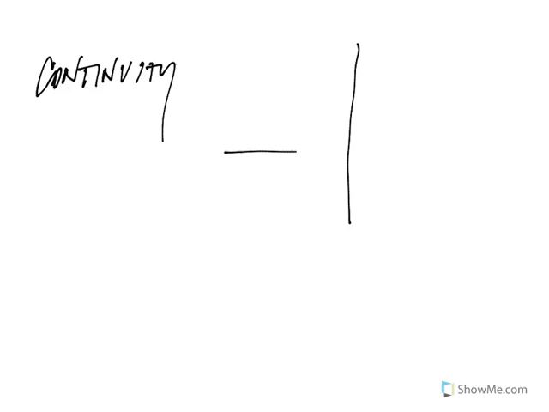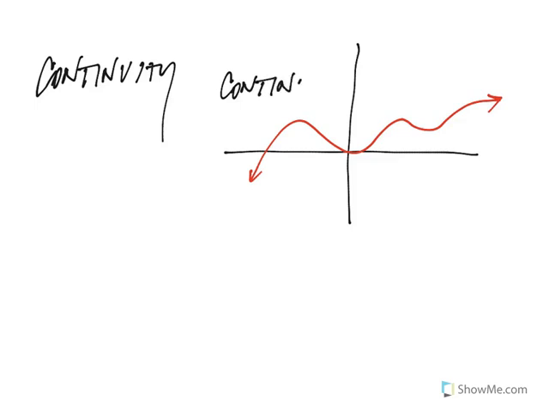Now let's talk about continuity. Basically, a function is continuous if you can trace it without lifting your pencil. So let's say I've got a graph that looks something like this, nice and continuous all the way across. That is a continuous function.